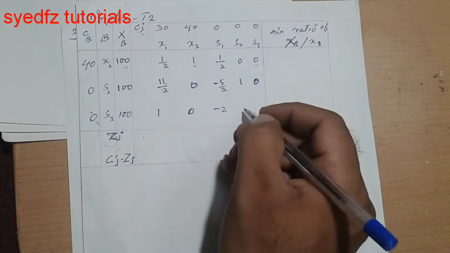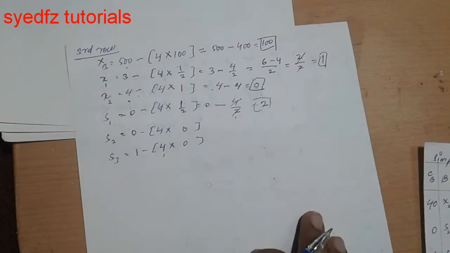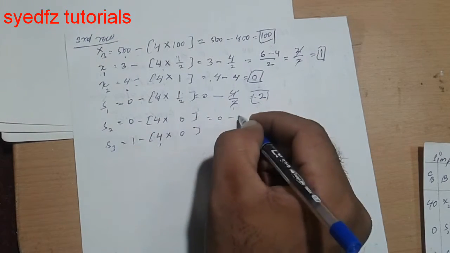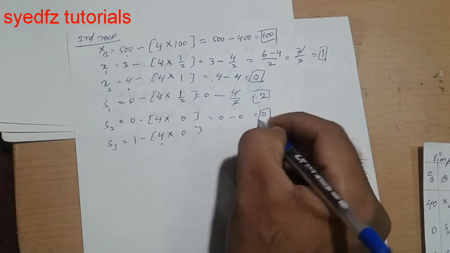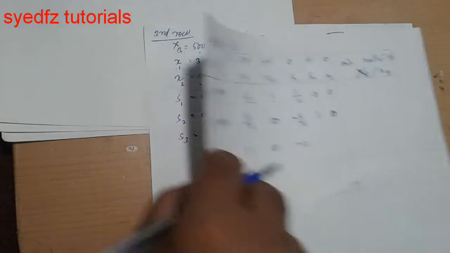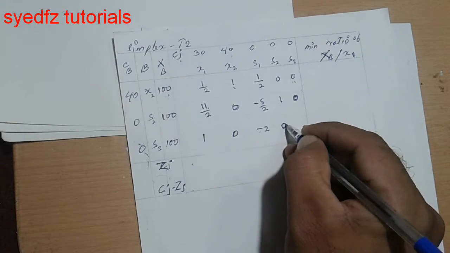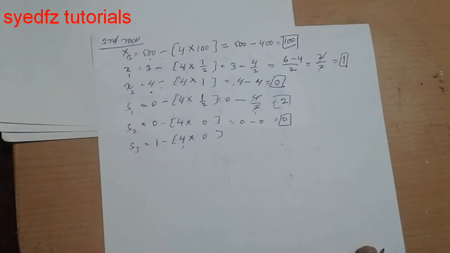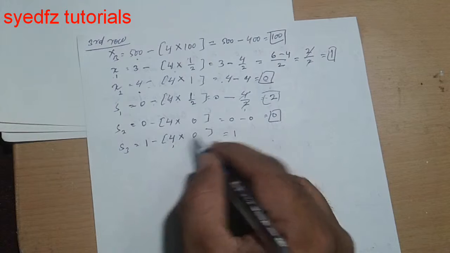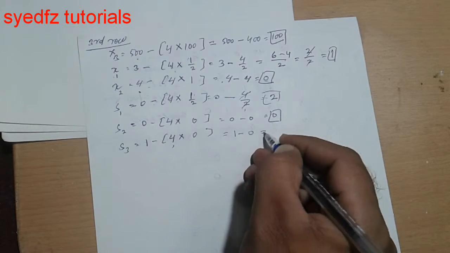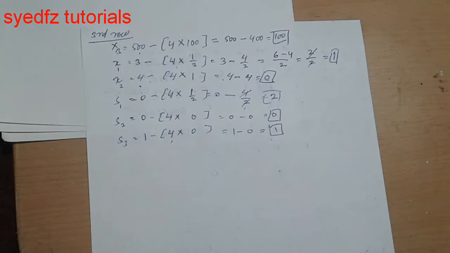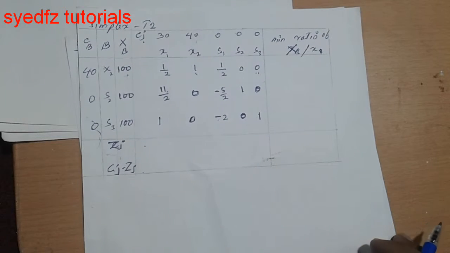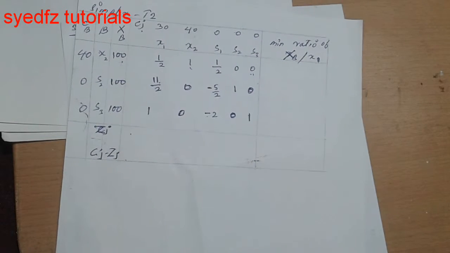for S1. Now for S2, 0 remains, 4 into 0 is 0. Answer is 0 for S2. For S2 answer is 0. Now for S3, 1 remains 1, minus 4 into 0 is 0. Answer is 1. So we got the third row. Answer is 1. Okay, so this calculation paper I'm keeping away.